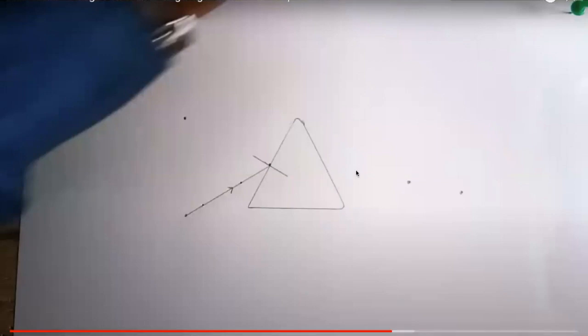Now he will draw the emergent ray and then determine the angle of deviation. I'll tell you what the angle of deviation is. This experiment shows that the path that we thought it will go in, like this and like this, is correct, because we are able to see the pins here only.